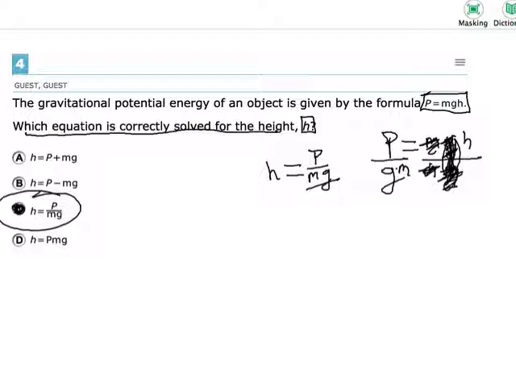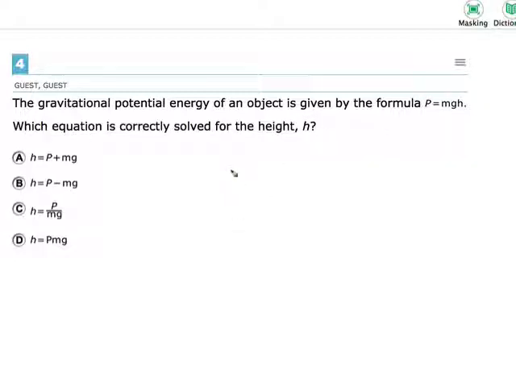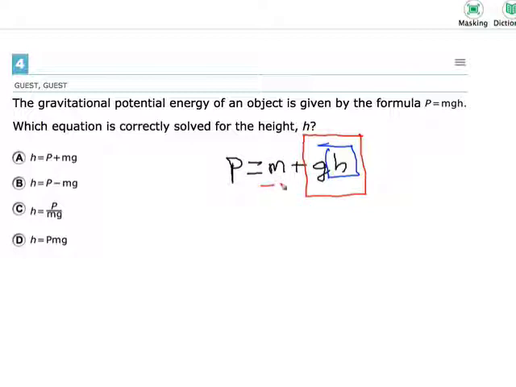Now, what if we had something slightly different than this? Let's just say, for example, we had P equals m plus gh. And I'm just making this one up. And we're trying to solve for h. Well, what we do is we always take everything that's connected through multiplication and division, put it in the box, and get rid of everything outside the box using addition or subtraction. So now we have P minus m equals, and this goes away, and we're left with gh.